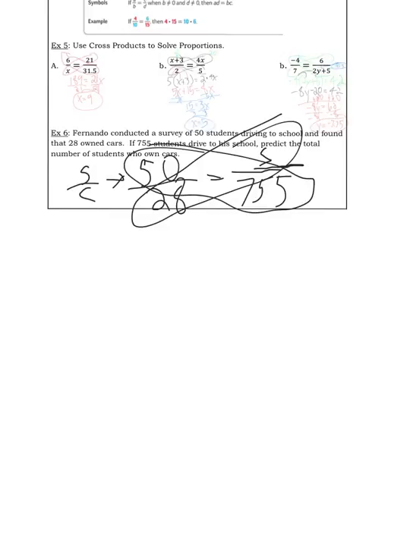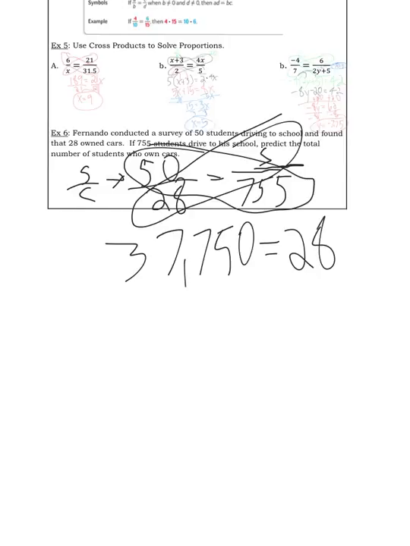Okay, let's cross multiply and divide. What's 50 times 755? 50 times 755 is 37750 equals 28S. So let's cross multiply. Now is the divide step. Divide that by 28. 37750 divided by 28.